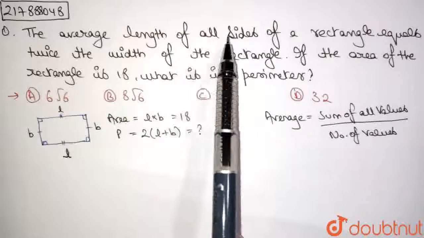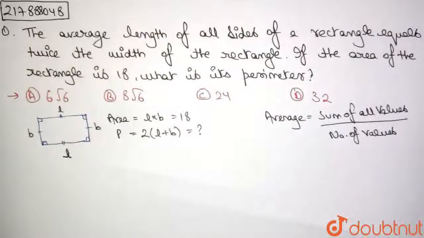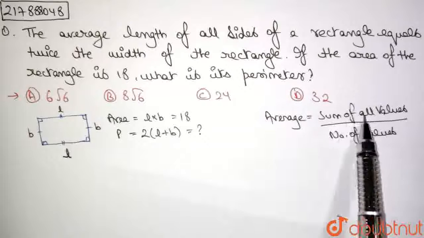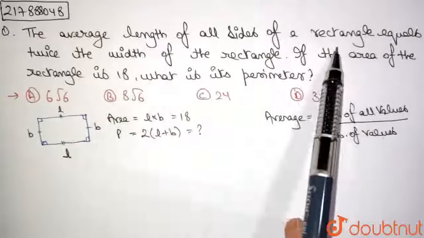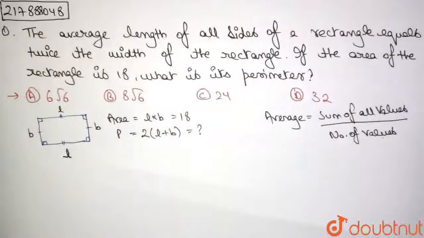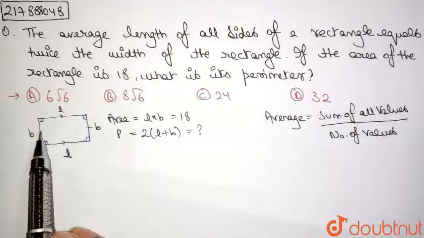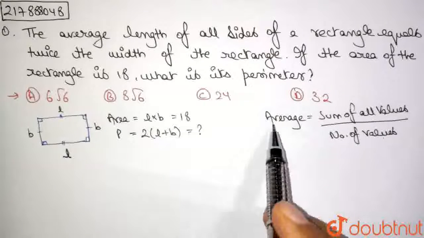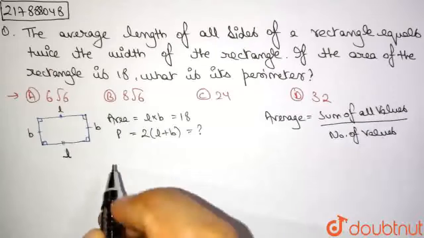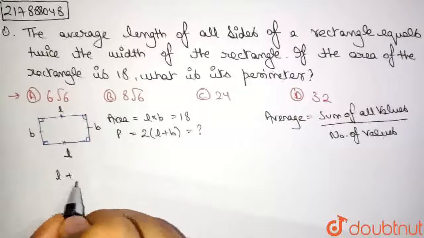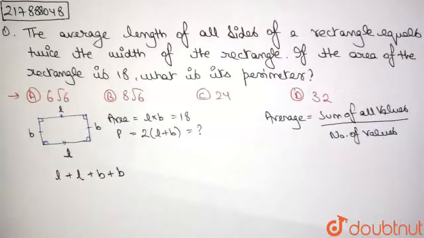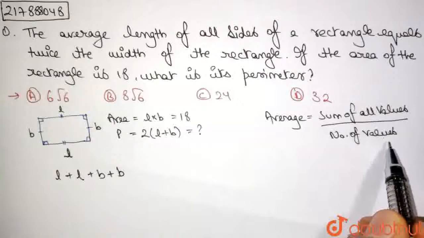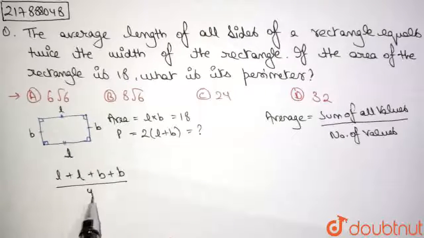The average length of all sides of a rectangle. So what is an average length or average? Sum of all values upon number of values. It says the average length of all sides of a rectangle. So what are the different sides, right? 2 sides for length and 2 sides for breadth. So let me write that down. Average is equal to the sum of all the values, so I'm going to say length plus length plus breadth plus breadth, right? And this is divided by the number of values, so I'm going to divide this by 4. Length plus length plus breadth plus breadth by 4.